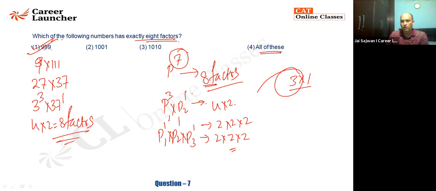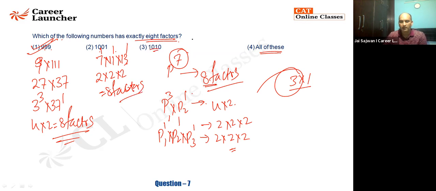There's also the option of all of these. I need to try it. This is 7 into 11 into 13. I've already taught you this. 7 to the power 1, 11 to the power 1, 13 to the power 1. You get 2 into 2 into 2. How many factors are there? There are 8 factors. Okay, let's try this one also.